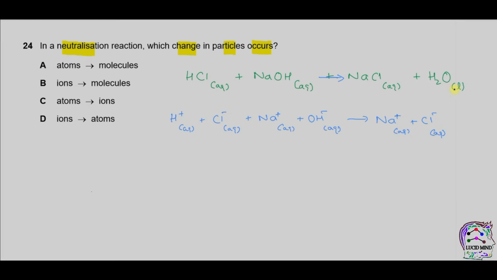Now H2O is not in the form of aqueous, it is liquid, so therefore it is not ion, it is a molecule of water. So it says atoms to molecules, ions to molecules, atoms to ions or ions to atoms. As we can see that there are only ions on the reactant side, while there are ions as well as molecules on the product side. So we can say that the molecules are formed from ions. Correct answer is therefore part B.